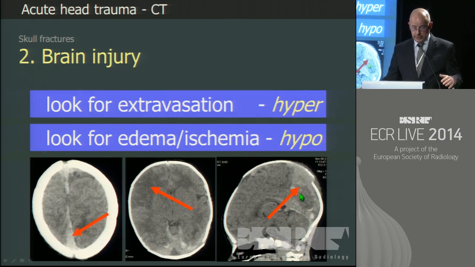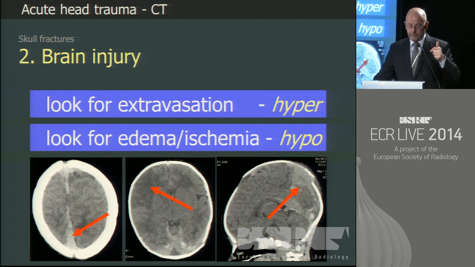So now we move to the brain injury. Always look for 2 things. Look for any hyper regions, look for any hypo. Hyper, in patients after trauma, represents extravasated blood. But the hypo areas are also a matter of our interest, because they are indicators either of ischemia or edema. These 3 images show the whole variety of these findings, and this is an example of a newborn who was delivered by vacuum device.